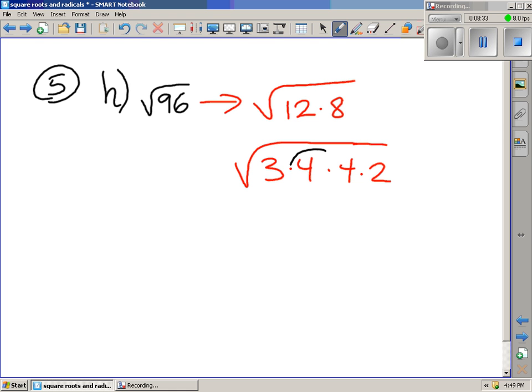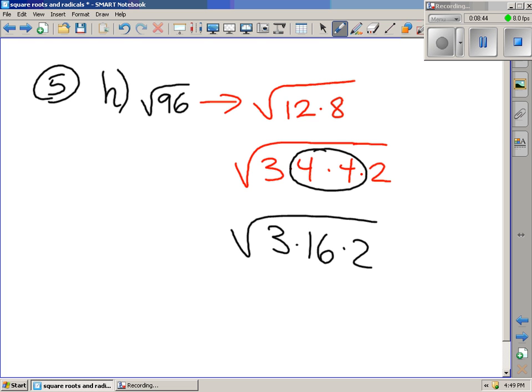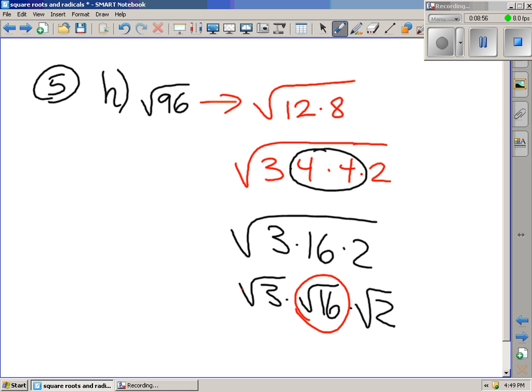Whenever you have a pair underneath the radical, you have a perfect square. 4 times 4 is equal to 16. And then I can split this up into 3 radicals. So I can split it up into the square root of 3 times the square root of 16 multiplied by the square root of 2. The square root of 16 is equal to 4.